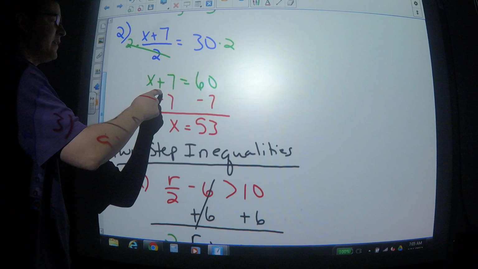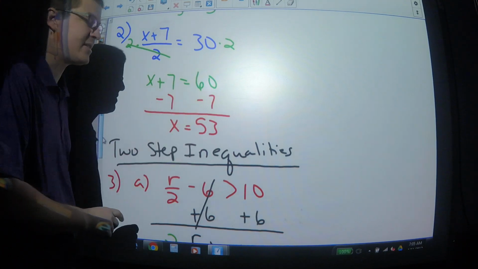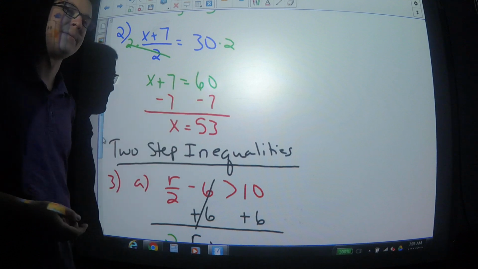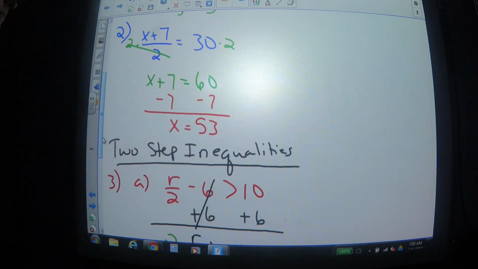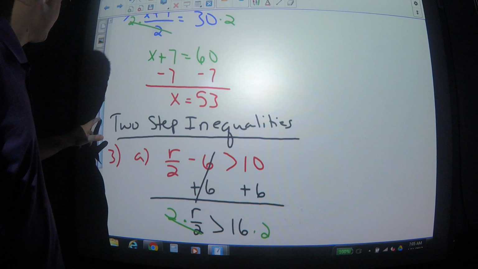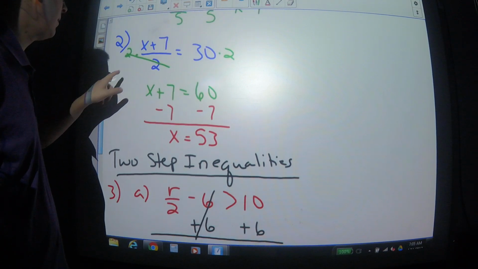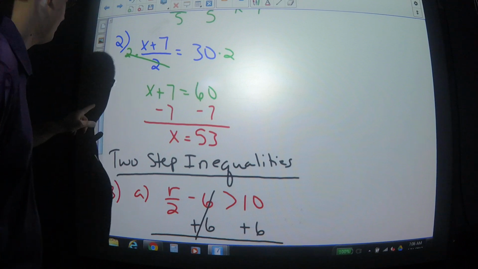So now that I've got this, I need to get x all by itself, so I need to move this 7 over to the other side. So I subtract both sides by 7, and I get x is equal to 53. If I substitute it back in, I would get 53 plus 7, which is 60, divided by 2, which is 30.